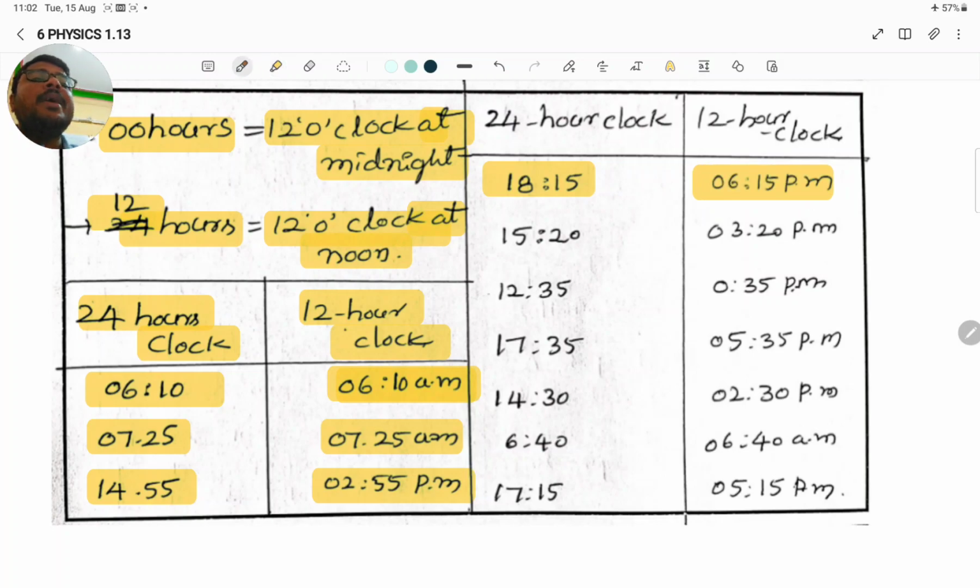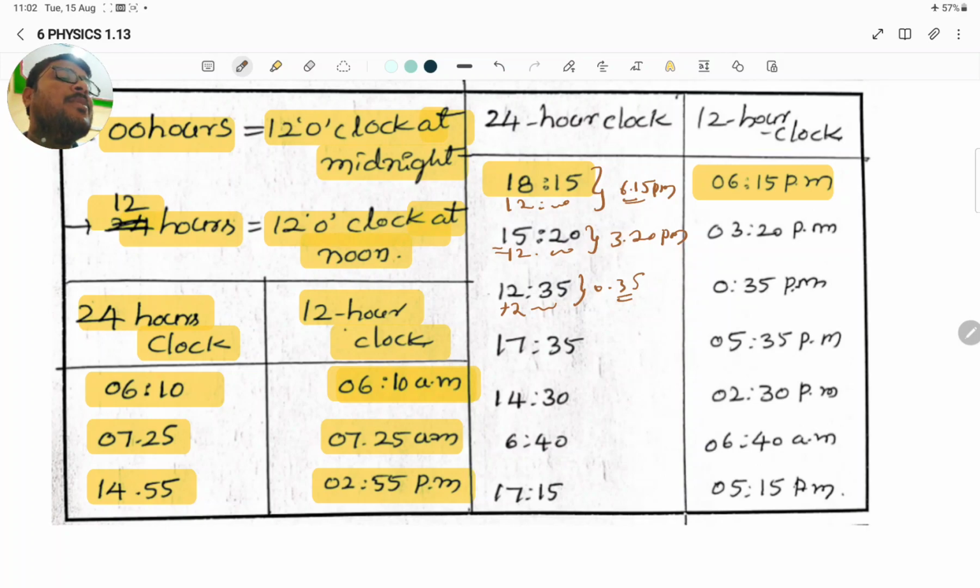18:15 also, minus 12, we will get 6:15 PM. 15:20 also minus 12, 3:20 PM. 12:35 also minus 12. 0:35 means noon. In our 12 hours clock, generally we use 12:35 PM.